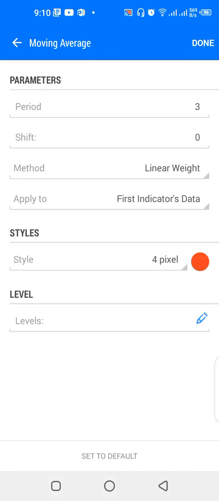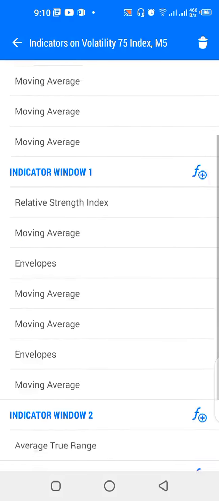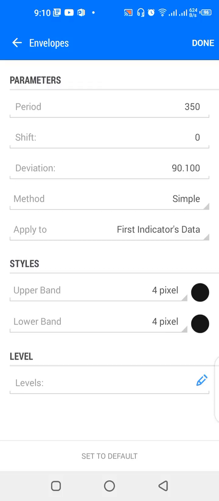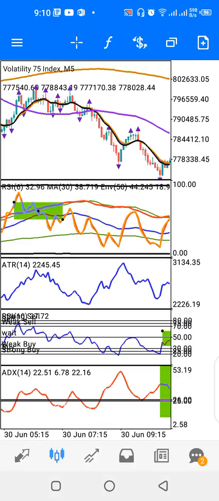Then we also have another moving average, period is 3, shift is 0, method is linear weight, applied to first indicators data, color is red. Then we have envelopes, period is 350, shift is 0, deviation is 90.10, method is simple. Apply to first indicators data, color of the upper and lower band is black.